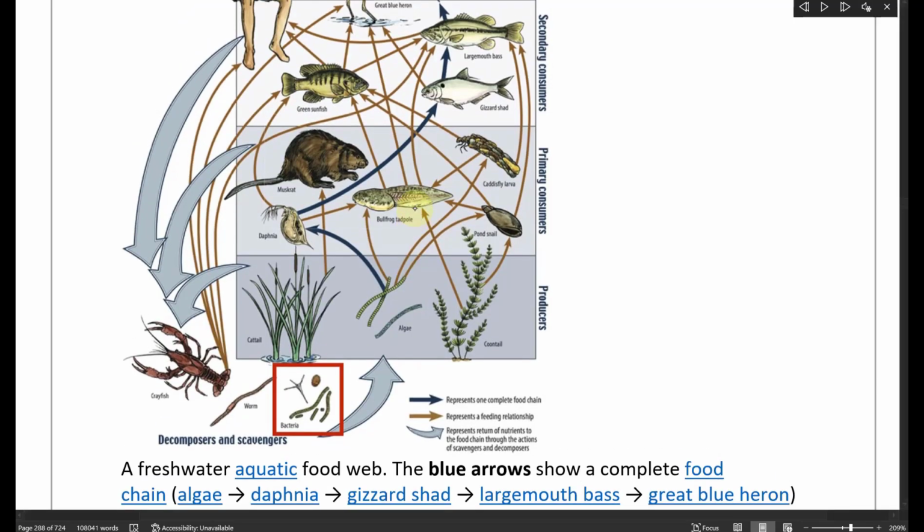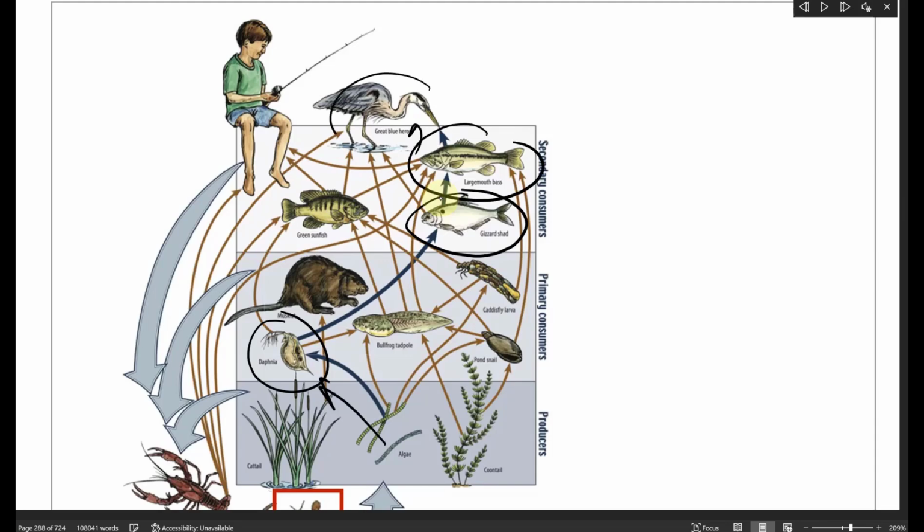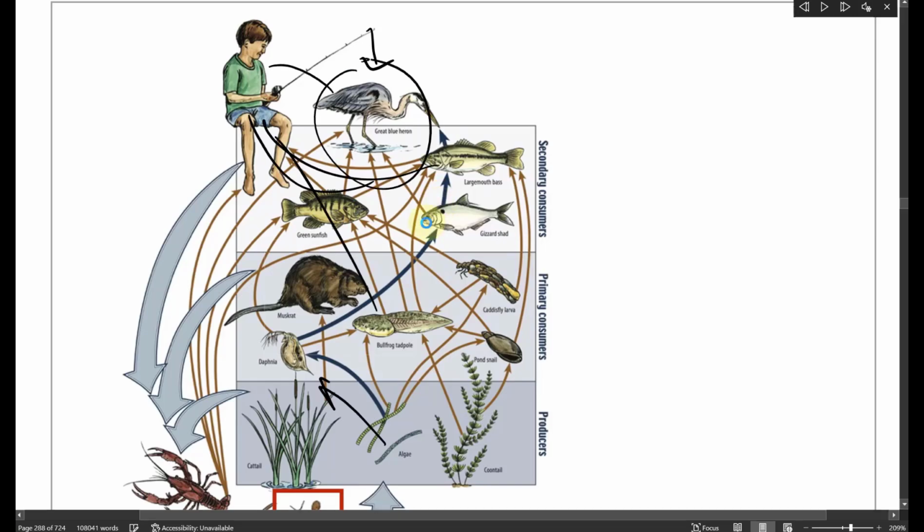So algae goes to Daphnia. Daphnia eats the algae, and then Daphnia gets eaten by this gizzard shad. And then the largemouth bass eats the gizzard shad. Then you have the great blue heron, and that eats the largemouth bass there. And then the human would presumably eat everything. So that's a complete food chain. You also have this one all coming to the human. This possibly too.